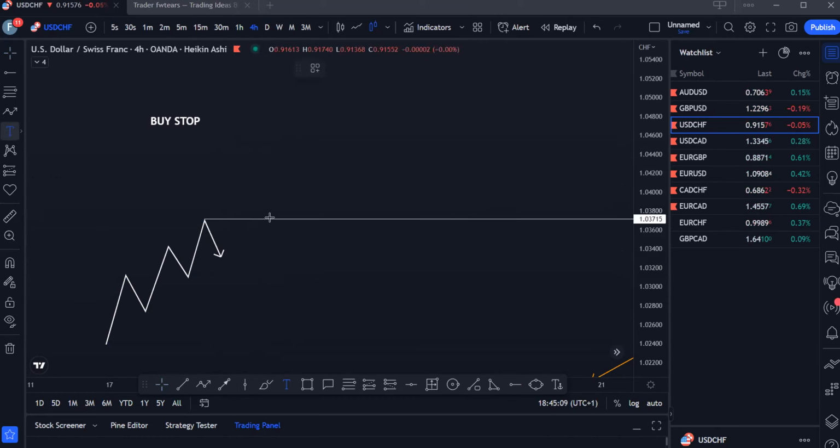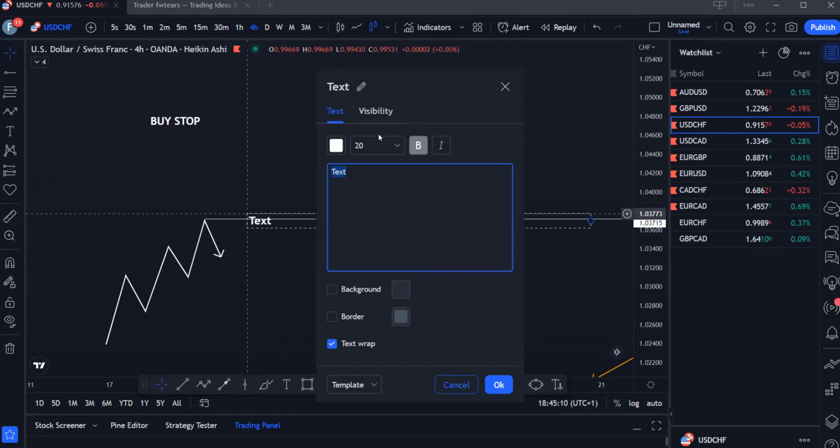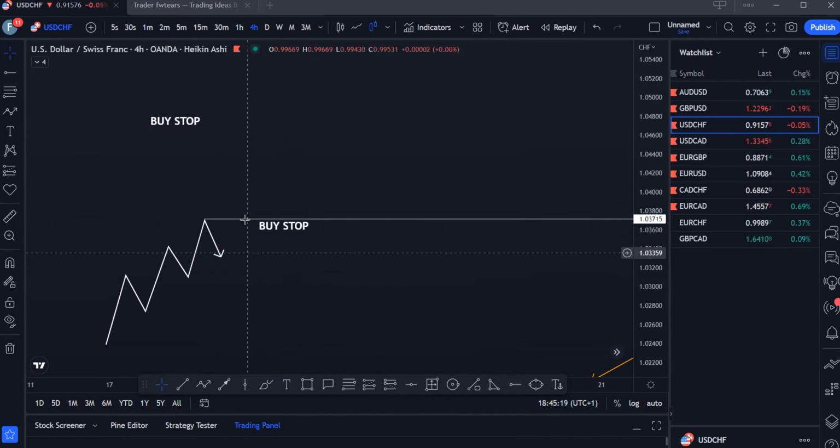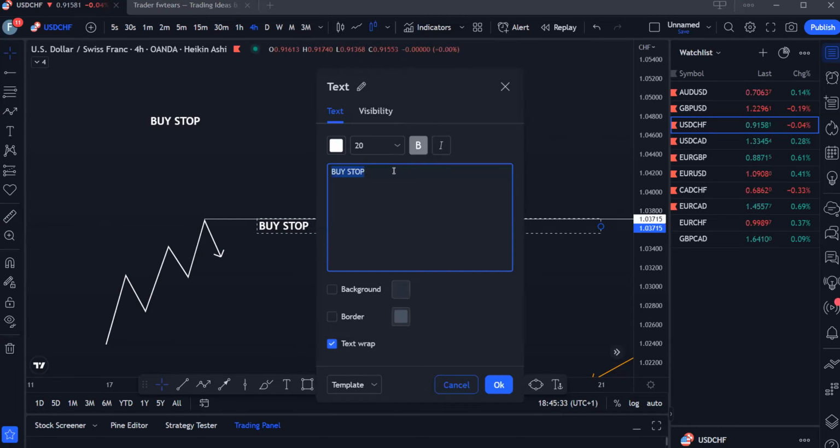Over here, you can place a pending order, a buy stop, so that when price gets to this point, you'll be entered into the trade for a buy. And that price over here, as you can see, is 1.03715. Let's write that down.